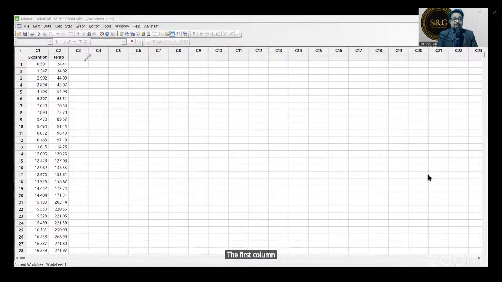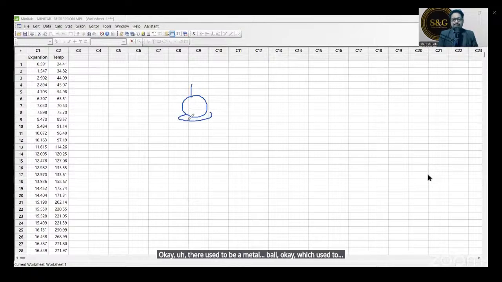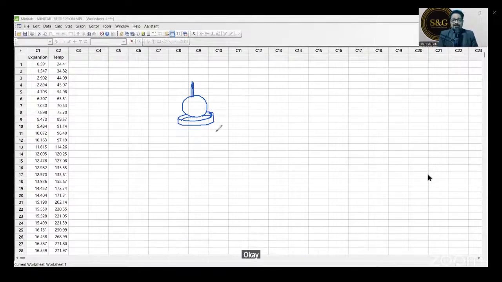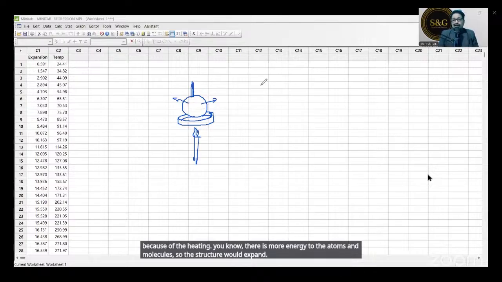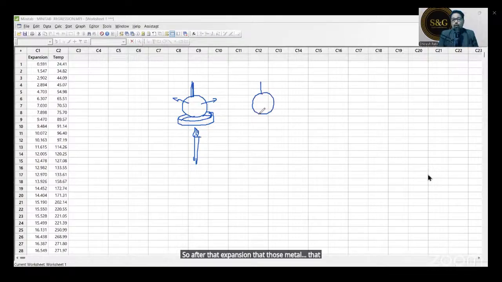The first column is expansion, and the second column is temperature. Do you remember, in physics in the 8th or 9th standard, we used to do one experiment. There used to be a metal ball which used to pass through a ring very easily. After that, we used to heat that metal ball with the help of a candle or some flame, right? After that, that metal ball would expand, because of the heating there is more energy to the atoms and molecules, so the structure would expand. So after that expansion, that metal ball would not go inside the ring.